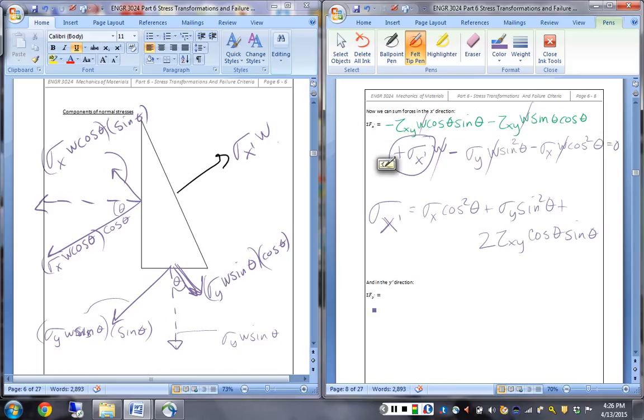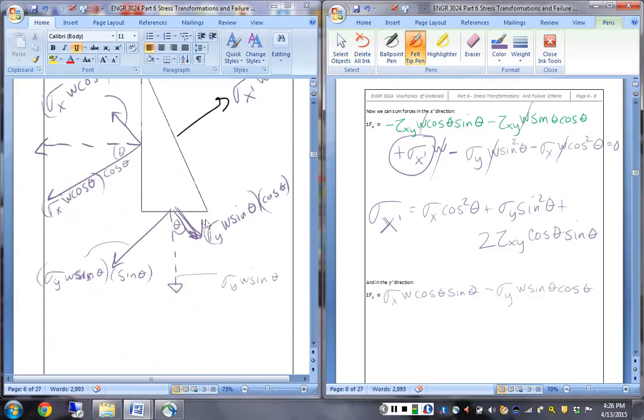All right, so now we need to sum everything in the y direction. So we're still in purple, so what do we got going on in the y direction? Well, we got this guy. So we have a sigma x w cos theta sine theta. And we've got this guy down here, a minus sigma y w sine theta cos theta. Then, is that it for the y prime direction? Yeah.